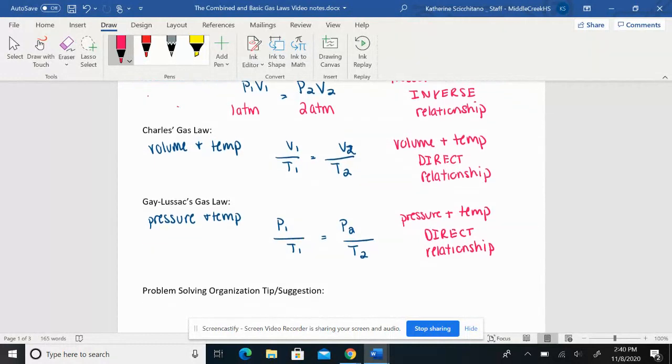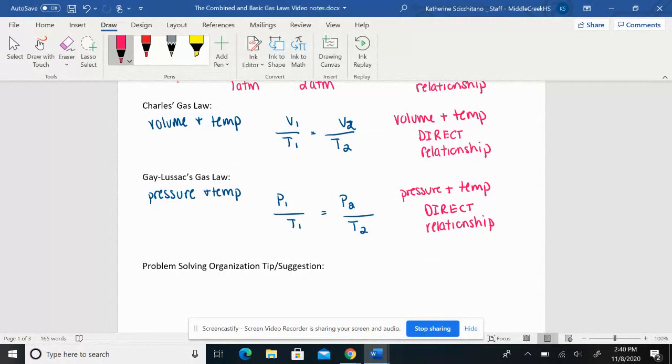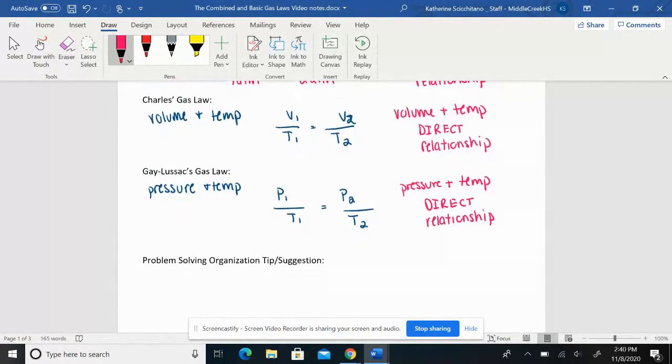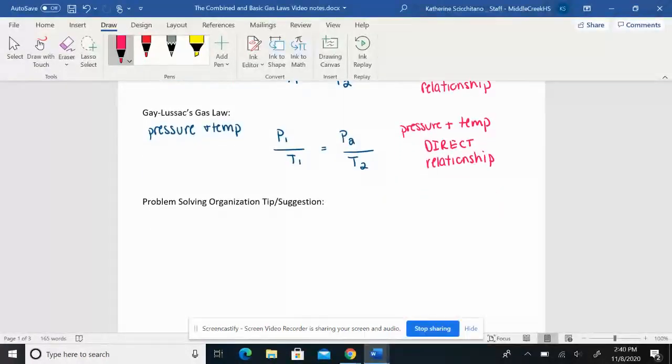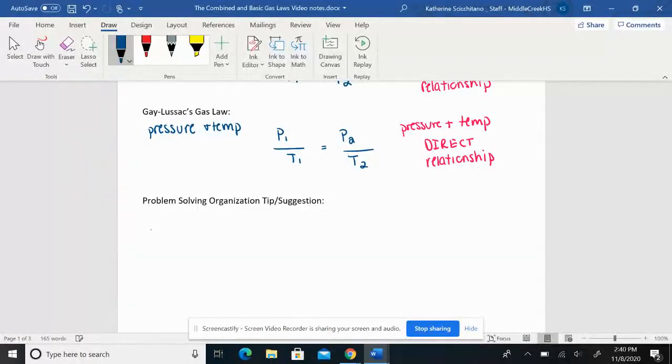So we're going to talk a little bit more about this, but what you're going to have to do is understand these relationships, and those have been written out for you. And then you're also going to have to mathematically solve these equations. So when we're solving these equations, the first thing that we need to know is what is being given to us in the problem. And a good organization tip for solving these problems is to set up a data table.